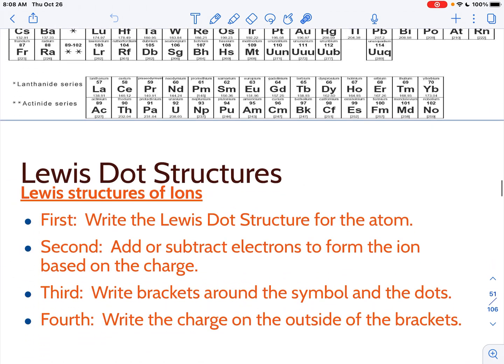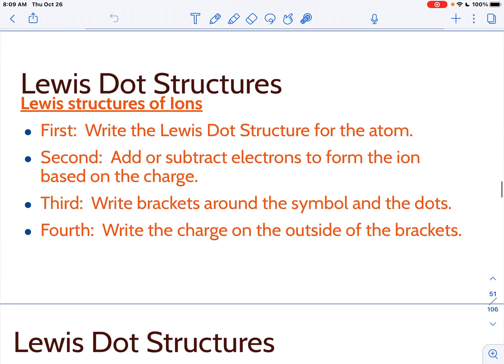So I'm going to start by talking about Lewis structures of ions. We've already done Lewis structures of atoms at this point, which is just writing the symbol of the atom and putting the valence electrons around the atom. That's what you do first. And then you are going to add or subtract electrons to form the ion based on the charge.